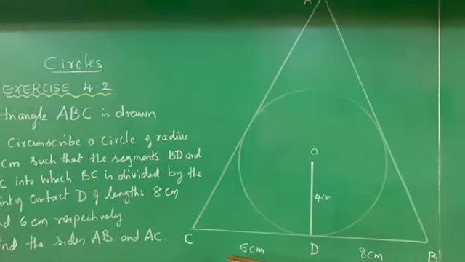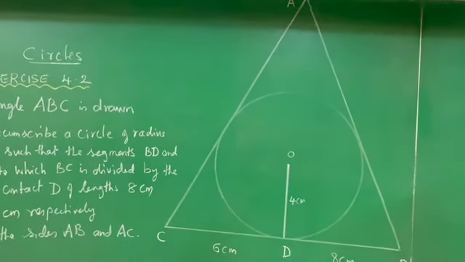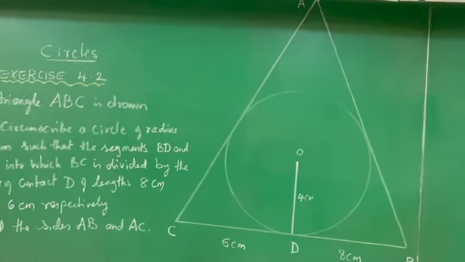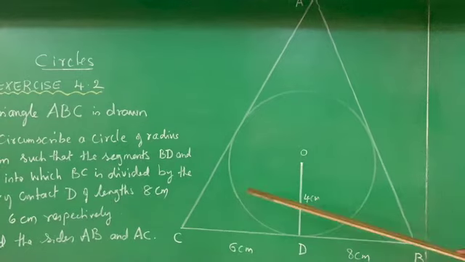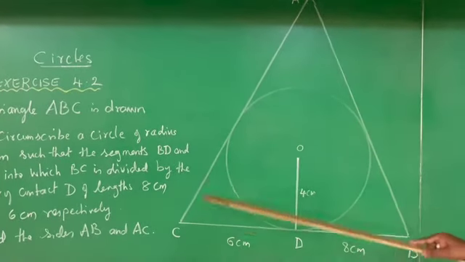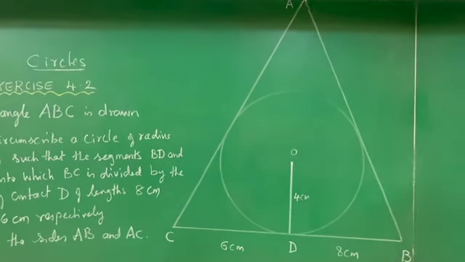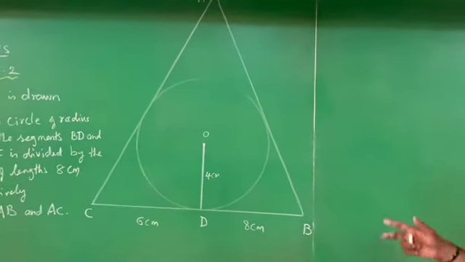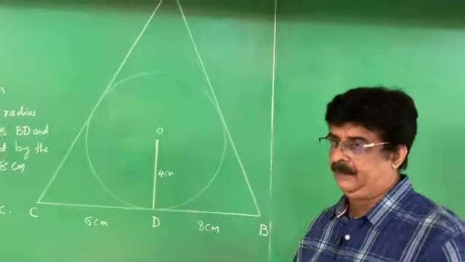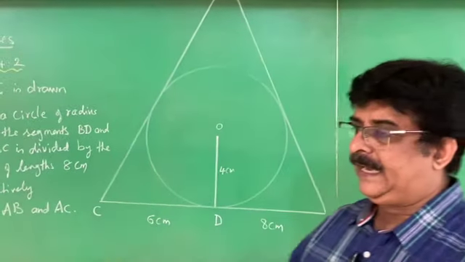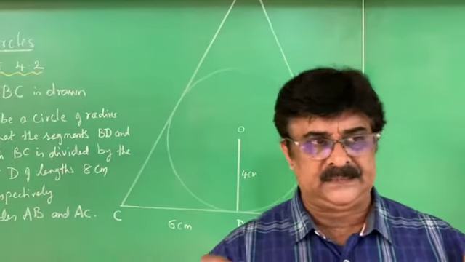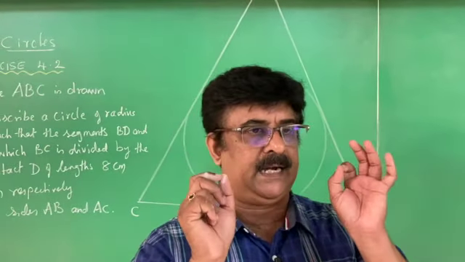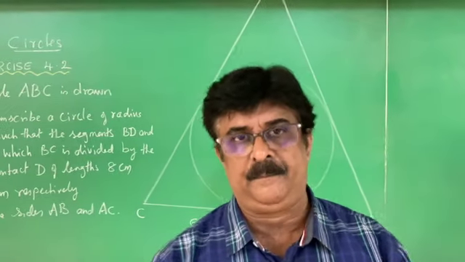What do we know? The length of BC is 8 plus 6, which is 14 centimeter. Now we have to find the length of AC and AB. See children, this problem is based on the side and area of a triangle. Side and area of a triangle means the first thing we have to take into consideration is Heron's formula.